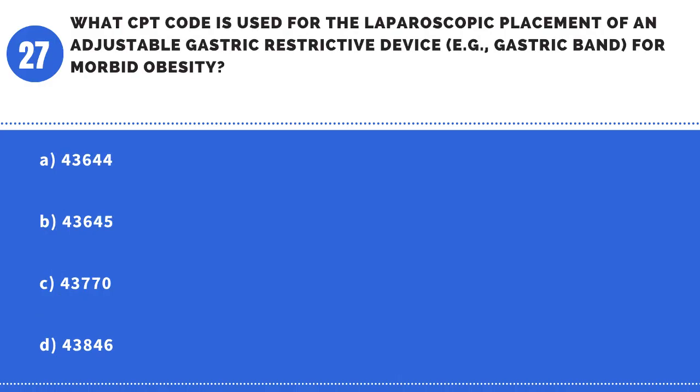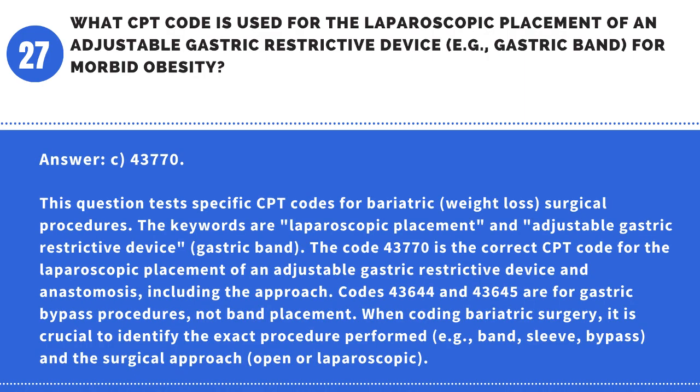Question 27. What CPT code is used for the laparoscopic placement of an adjustable gastric restrictive device, e.g., gastric band, for morbid obesity? A. 43,644. B. 43,645. C. 43,770. D. 43,846. Answer C.